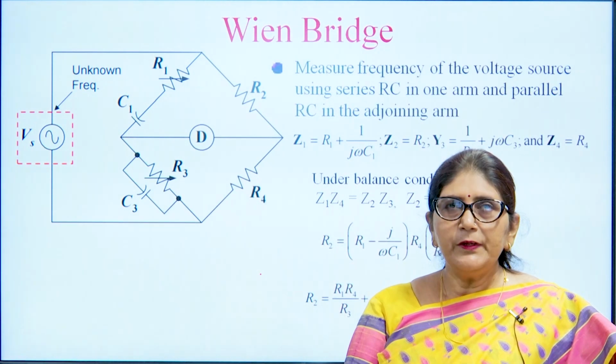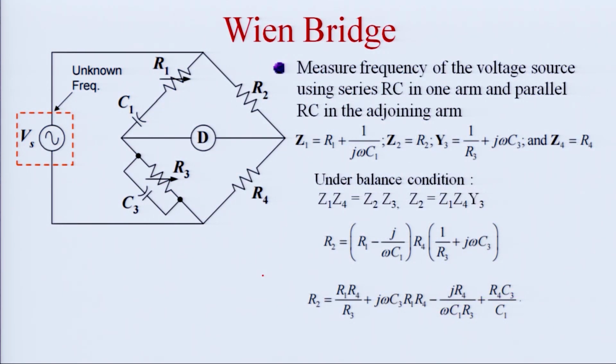So, next is the Wien bridge. The Wien bridge is generally used for the measurement of frequency. If we replace this detector by an amplifier, and the bridge is in imbalance condition, not in balance condition, then we can also use this bridge to produce a frequency. That means we can use it as an oscillator also. And if the bridge is in the balance condition, we can use it for the measurement of the frequency of any oscillator or any circuit which is producing a repetitive, periodic AC signal.